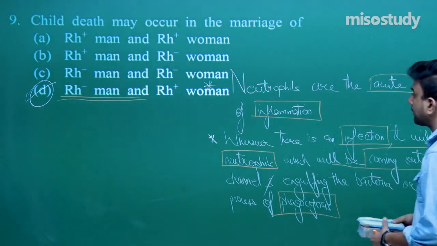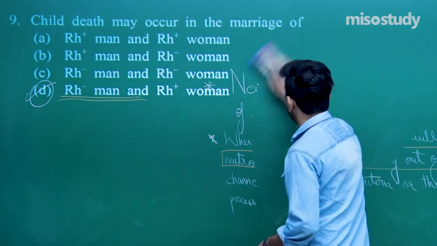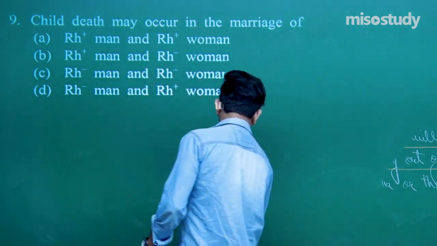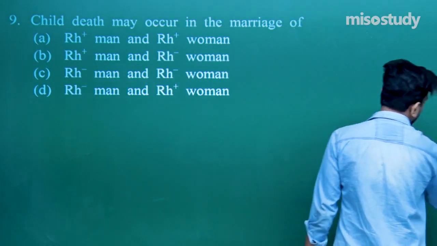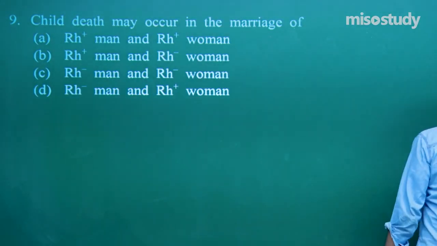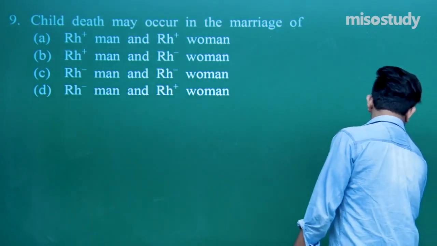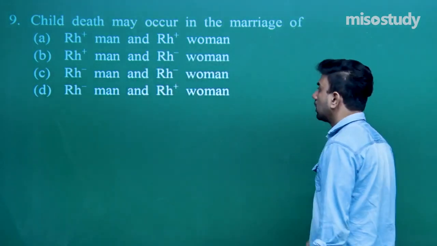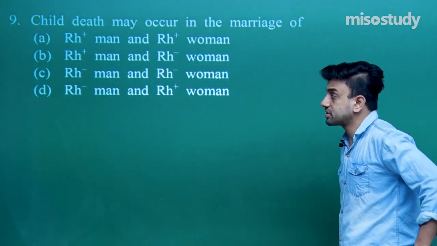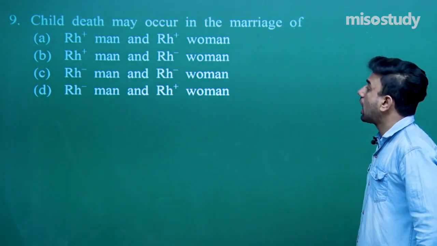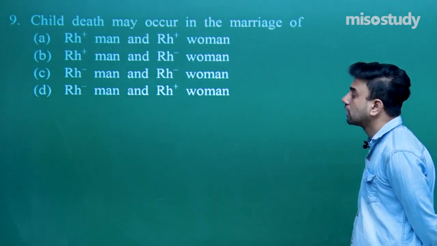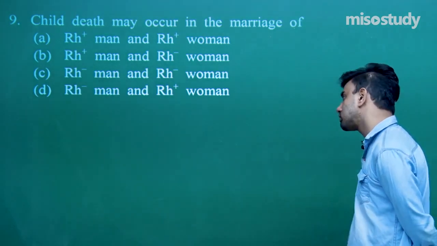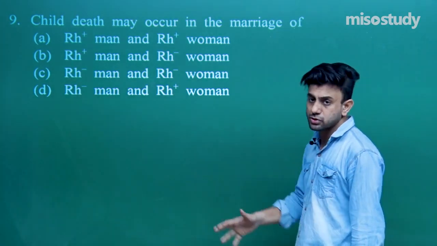So now what we will see: child death may occur in the marriage of Rh positive man and Rh positive woman, Rh positive man and Rh negative woman, Rh negative man and Rh positive woman, and Rh negative man and Rh negative woman. Okay, let's forget these four options and let us see.